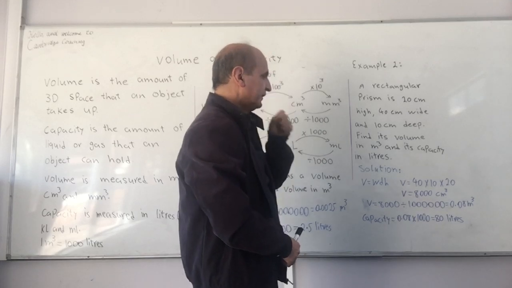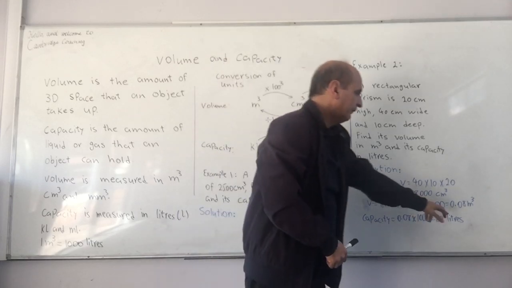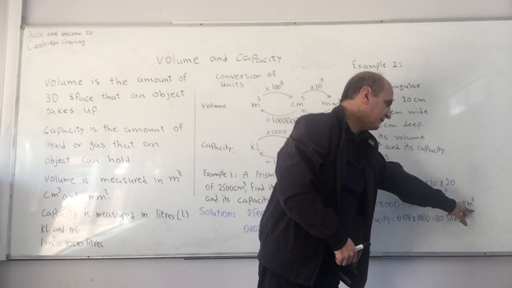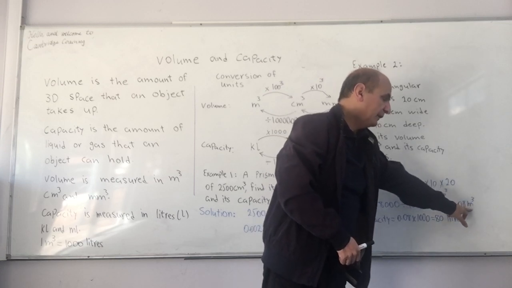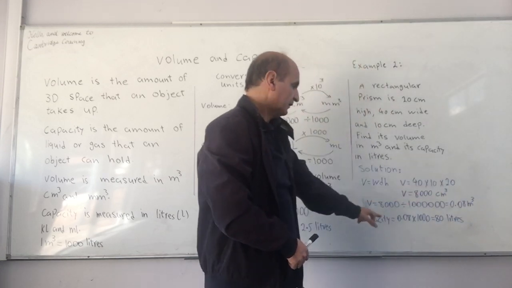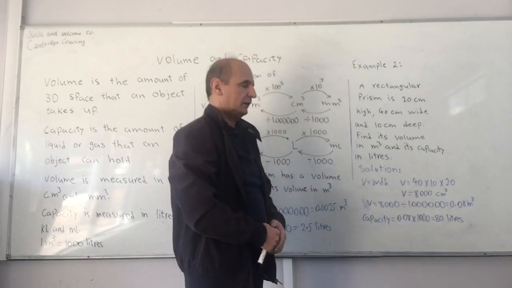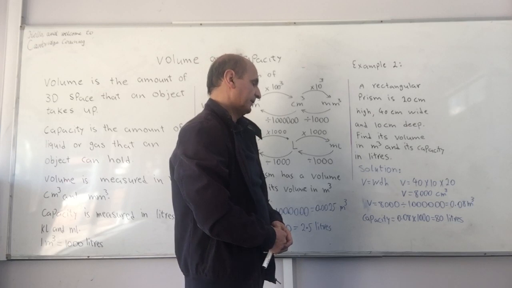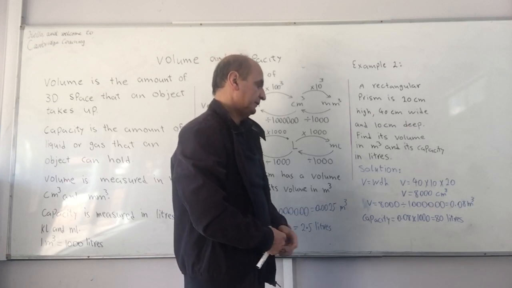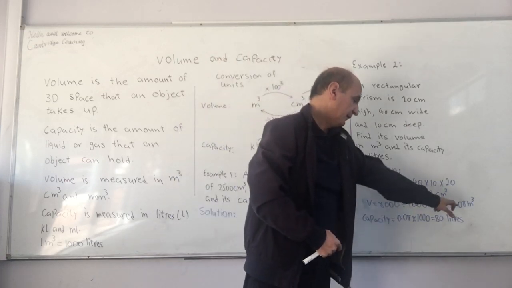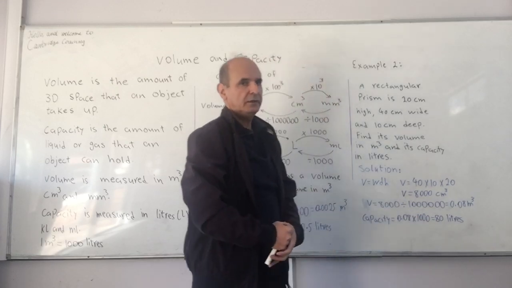And they are asking for its capacity. Again, when the volume is in cubic meters, times it by 1,000 to get to its capacity in liters. So the capacity will be 80, because 0.08, which I have here, times by 1,000 gives me that.